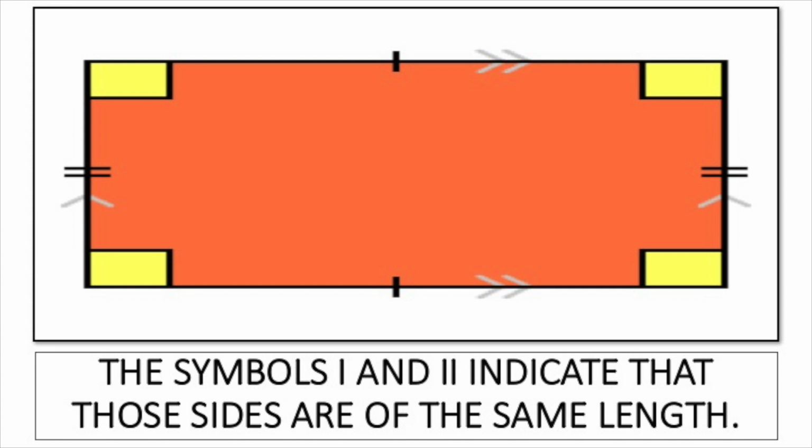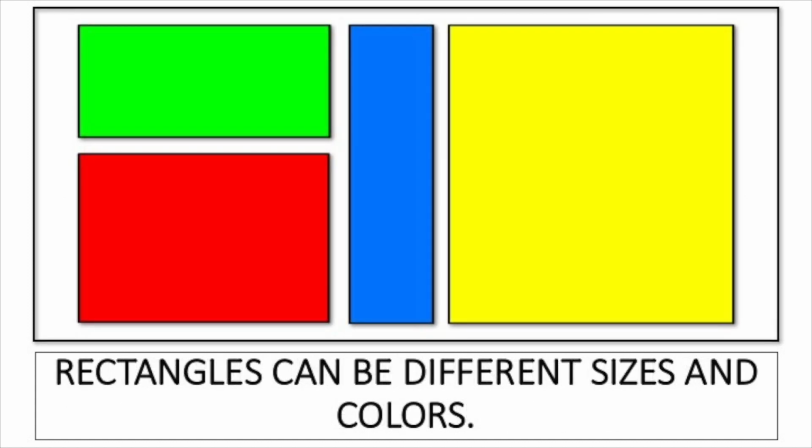The symbols 1 and 2 indicate that those sides are of the same length. You can see here, symbol 1 and symbol 1 used for these 2 sides, the same length. And then symbol 2 and symbol 2 here are used for these 2 sides of the same length. Rectangles can be different sizes and colours.